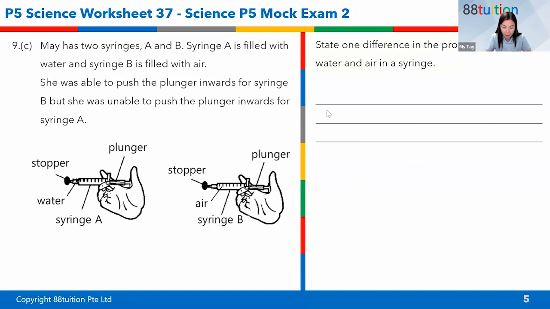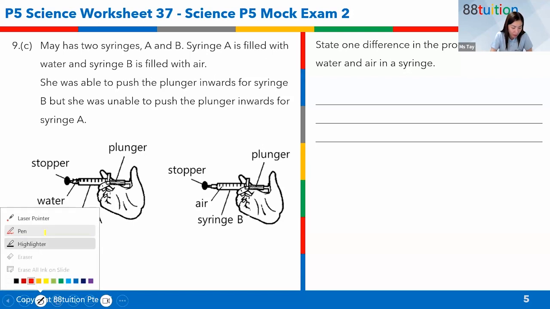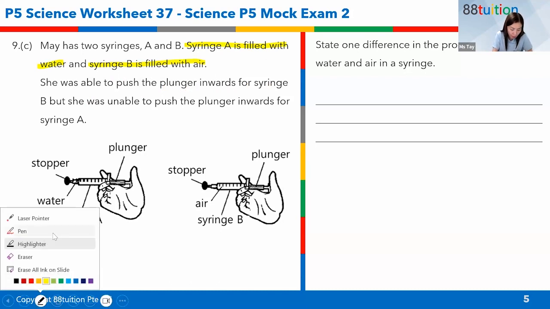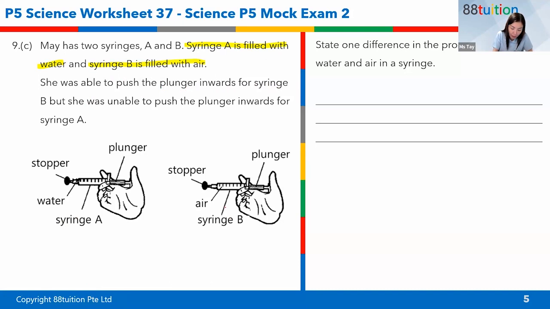Okay, now over here, May has 2 syringes, A and B. So A is filled with water, B is filled with air. When you see questions like this, maybe it will be good for you if you were to highlight the necessary information. So you see, she was able to push the plunger inwards for syringe B. Okay, over here. All right, so this is air and this is water. So able to push.